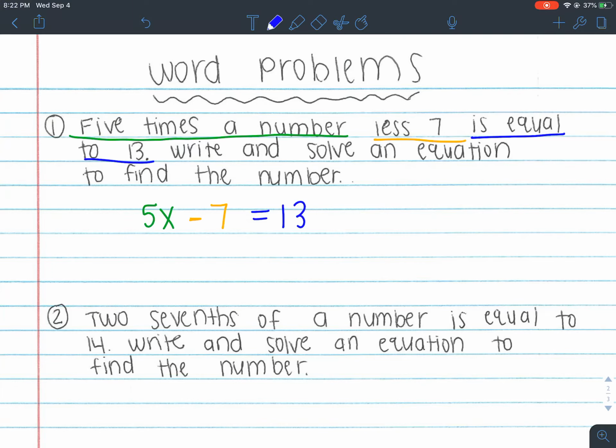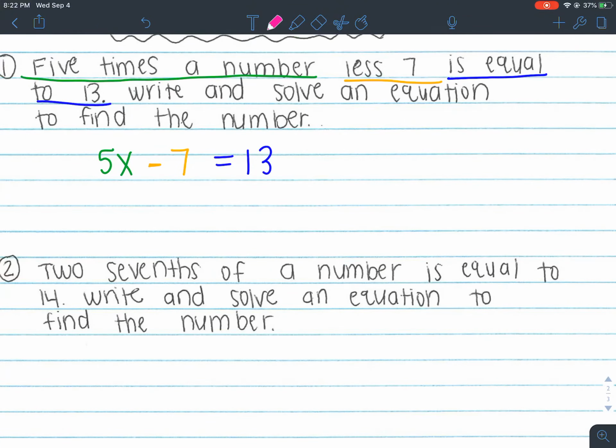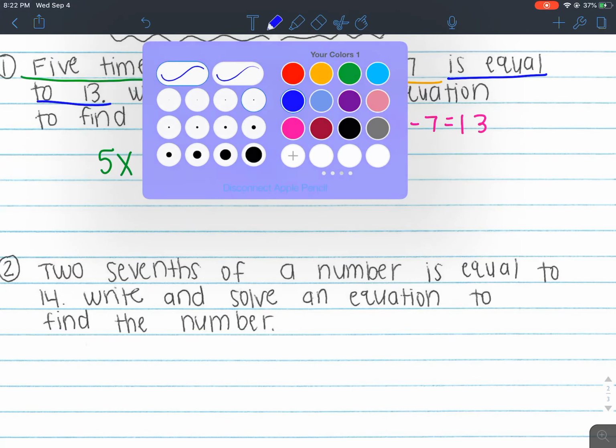So I've color-coded, kind of translating that for you. So they asked us to write the equation, and then we're now going to solve it. So now we're going to solve this equation. So I'm going to go ahead and write it over here. 5x minus 7 equals 13. Draw my wall here.